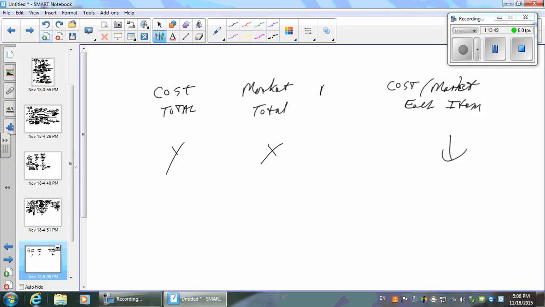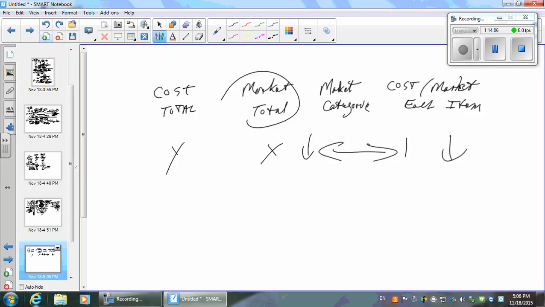How about if it's market by category of inventory? It's somewhere in between these two, isn't it? Right? So it's less than market in total, going this way, but it's more than cost of each item going the other way. Okay? Cost of market of each item. That's kind of fun stuff, huh?